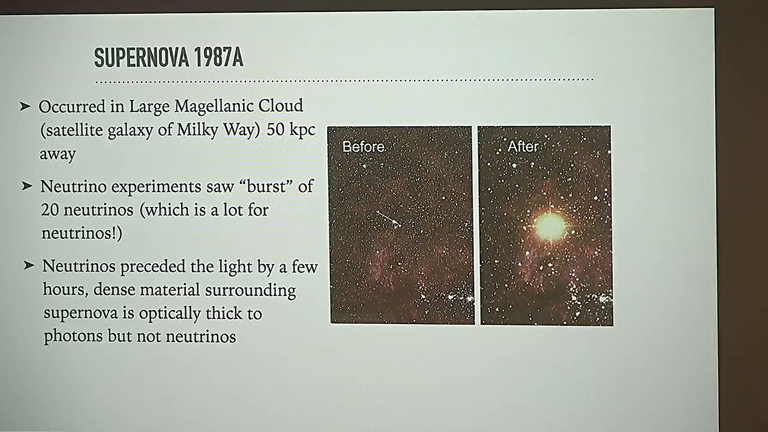And also, what was interesting is that the neutrinos preceded the light by a few hours because, again, the mean free path of the neutrinos is long, whereas the mean free path of the photons coming out of the supernova, that had a short mean free path, so it had to do this random walk in order to come out, okay?